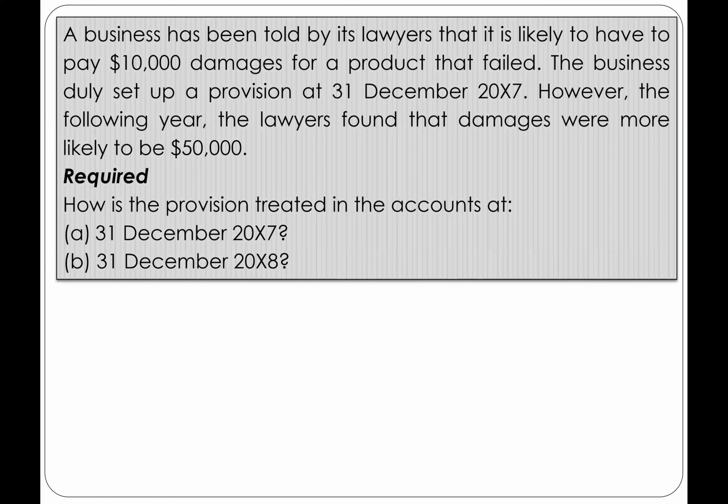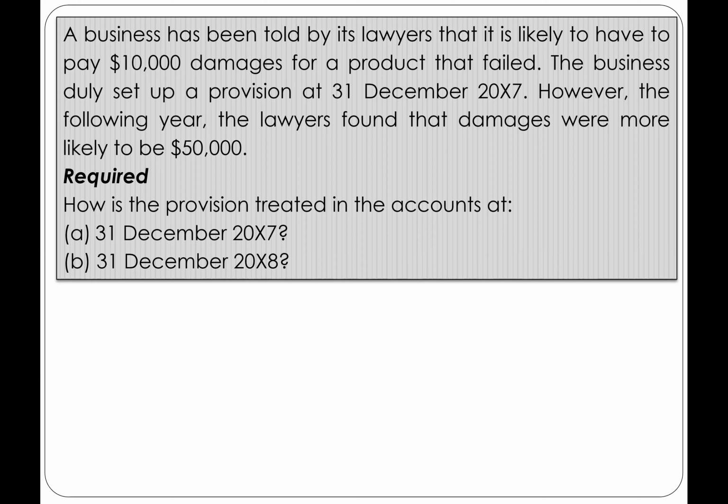So let's look at another scenario. A business has been told by its lawyers that it is likely to have to pay 10,000 damages for a product that failed. The business duly set up a provision at 31 December 2017. However, the following year, the lawyers found that damages were more likely to be 50,000. So how is the provision treated in the accounts at 31 December 2017?